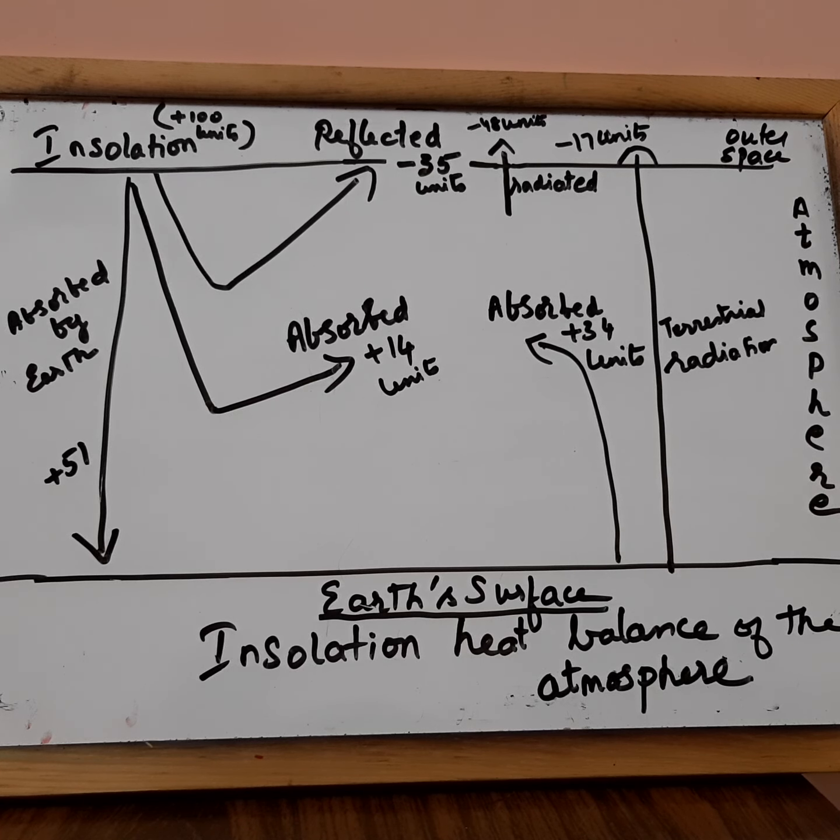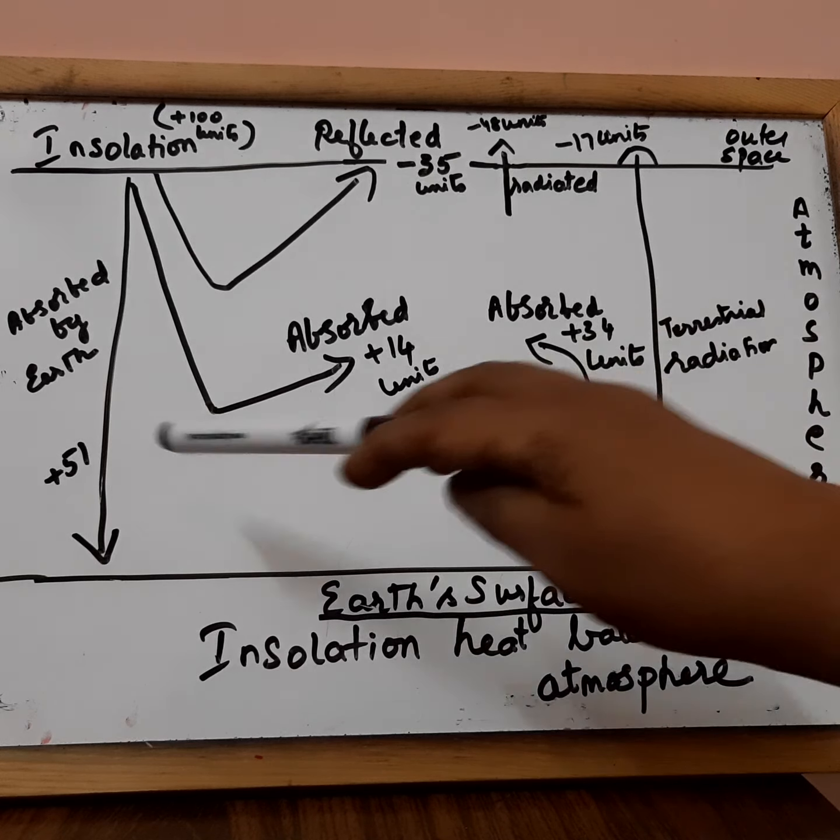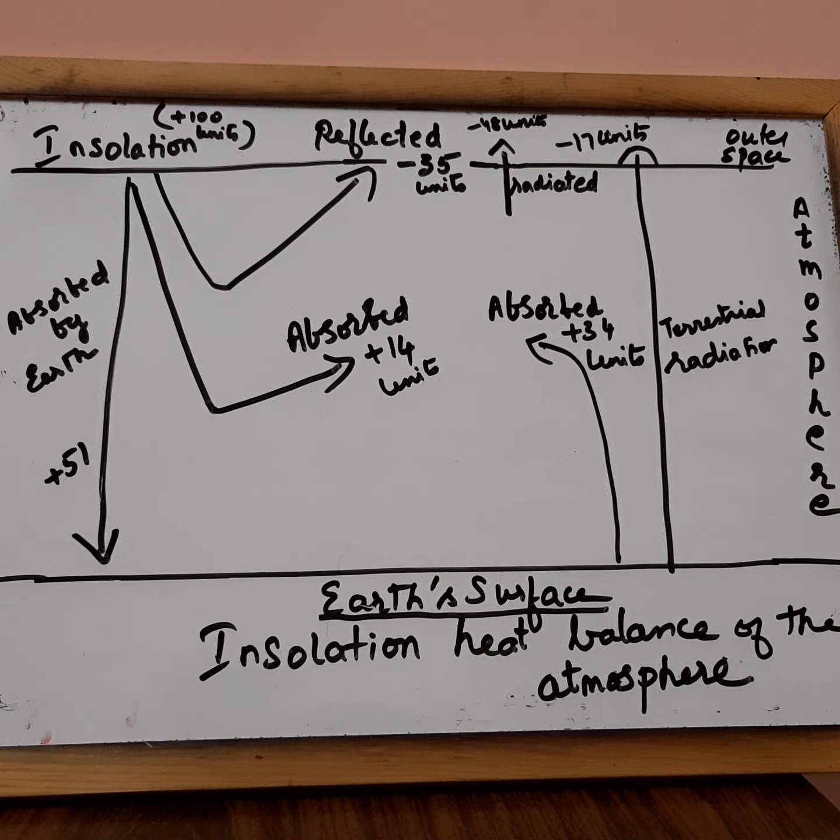So, as the insolation enters the atmosphere, a part of it is reflected, another part is absorbed by the atmosphere, and the remaining reaches the earth's surface. The earth does not retain the heat, it sends back the heat. So the reflection of insolation takes place by clouds, snowfields, oceans, and other water bodies. Now let's see what happens here.